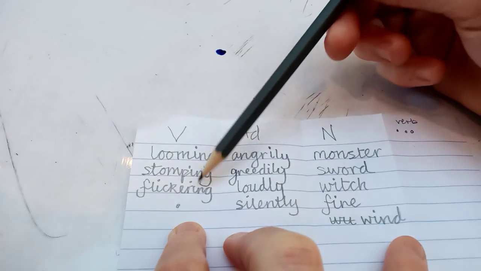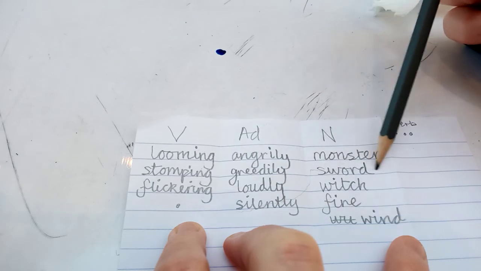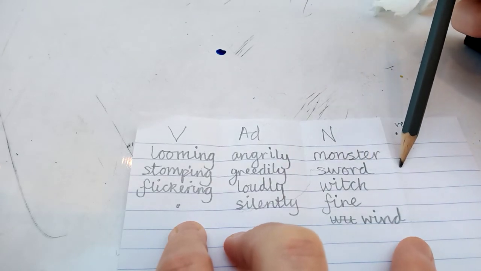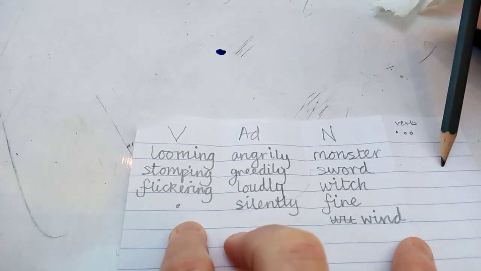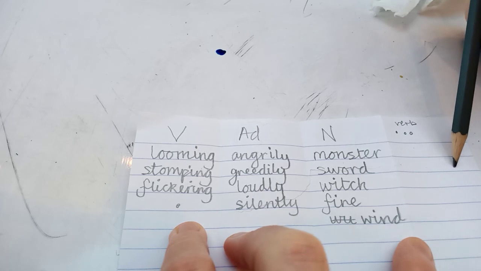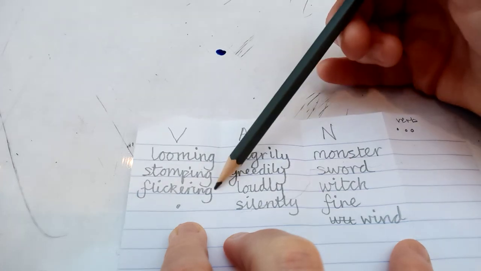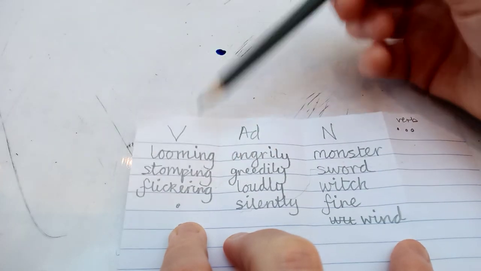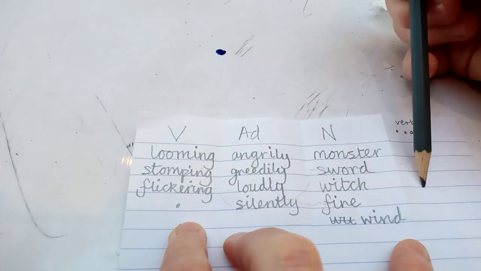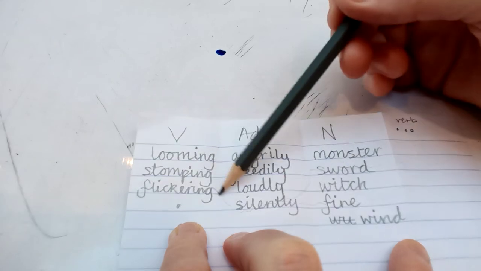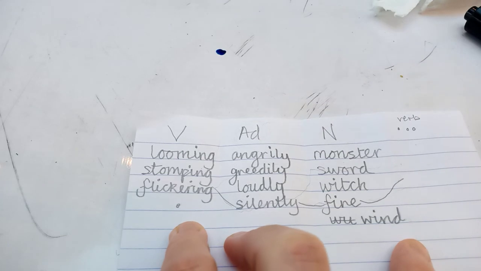Stomping greedily, the sword. Oh, that's no good, is it? How about flickering silently, the sword swiped from side to side, almost stabbing the witch's head. What a monster sentence. Flickering we've used, but we could use it again. Flickering silently, the fire lit a dim path into the cave, maybe?